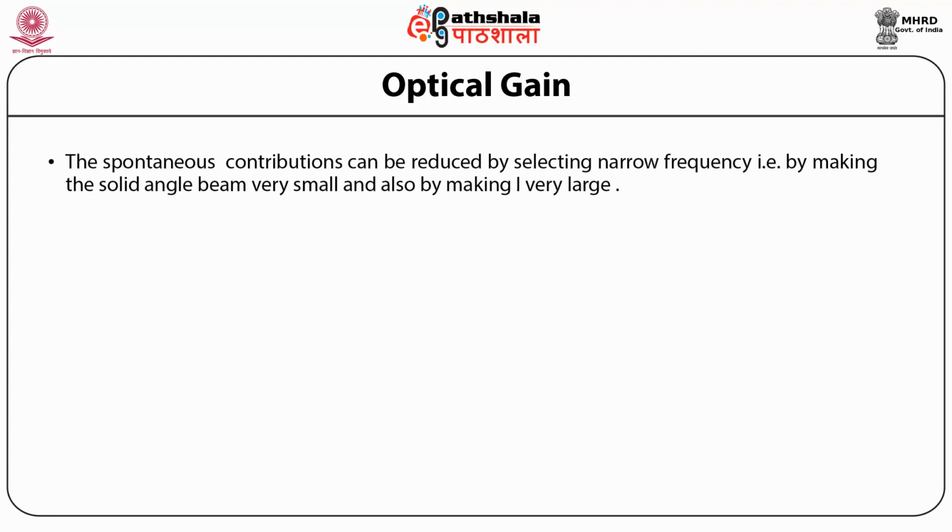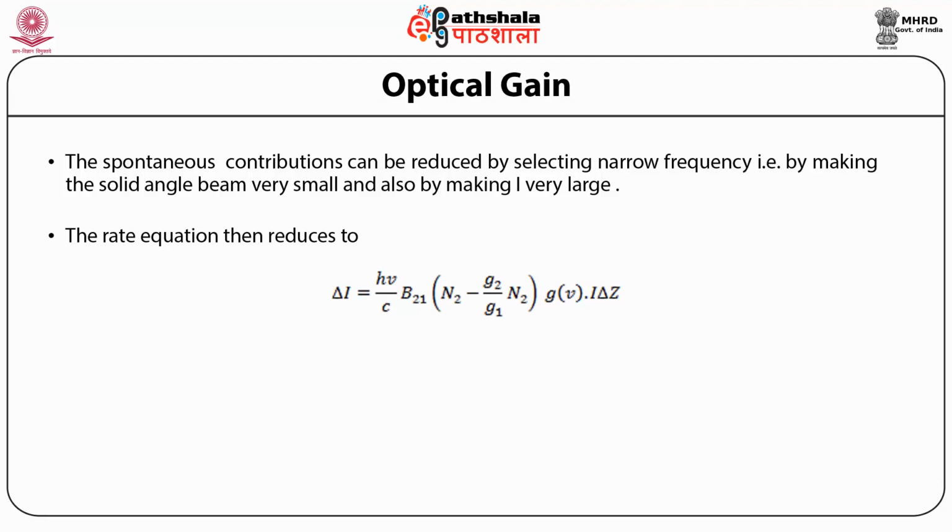The spontaneous contributions can be reduced by selecting a narrow frequency, that is, by making the solid angle of the beam very small, and also by making L very large. The rate equation then reduces to ΔI = (hν/c) B21 (N2 - (g2/g1) N1) g(ν) I Δz.